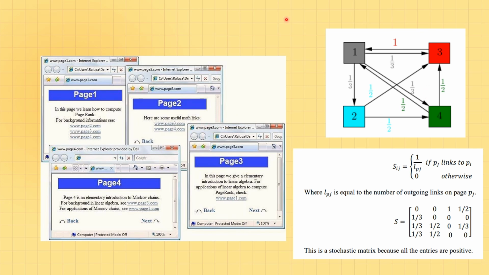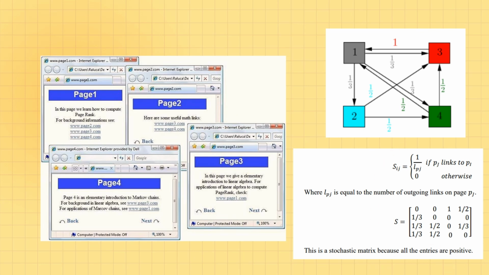So from here we have this modeling. Here, Sij is 1/1 if page i links to page 1. This is a stochastic matrix because all the entries are positive.